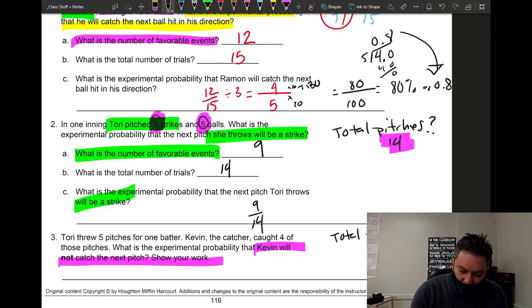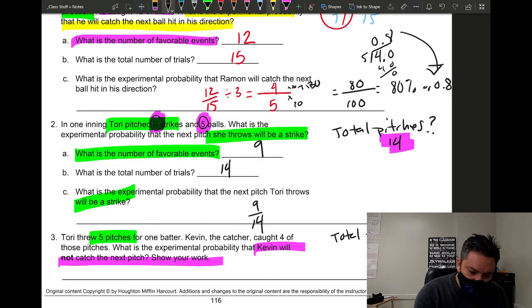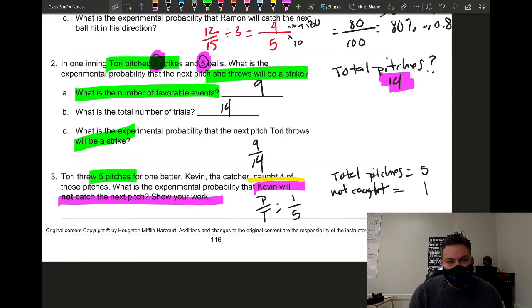pitches equals how many? 5, right? How many did he not catch? He caught 4 of them. This is where they're going to throw you off. They give you the information that actually happened, and you're looking for the opposite of that. So not caught is how many? 1, because he did catch 4 of them, 4 out of the 5. So he did not catch 1 out of the 5. So the part over total is going to be 1/5, and that's it. 1/5 is the probability that he will not catch the next ball, and this is 20%.